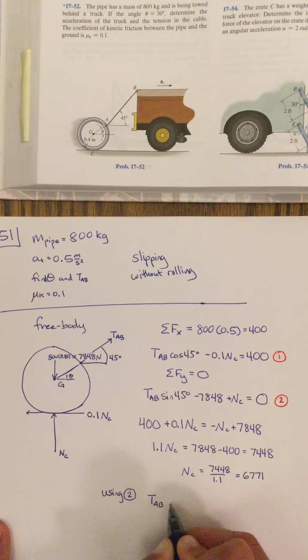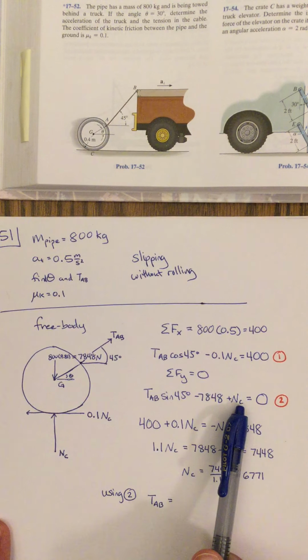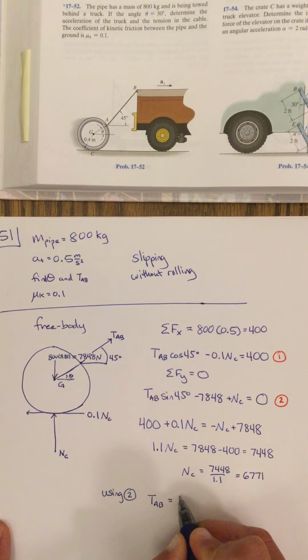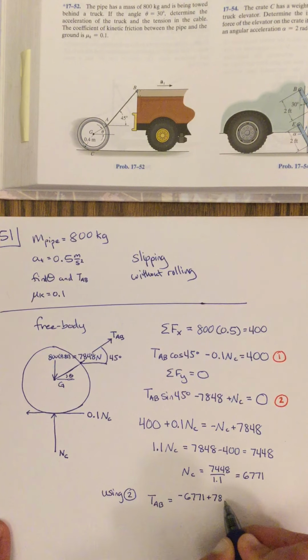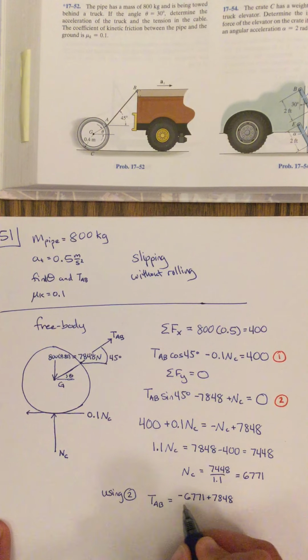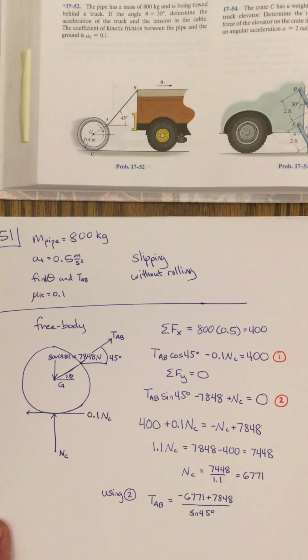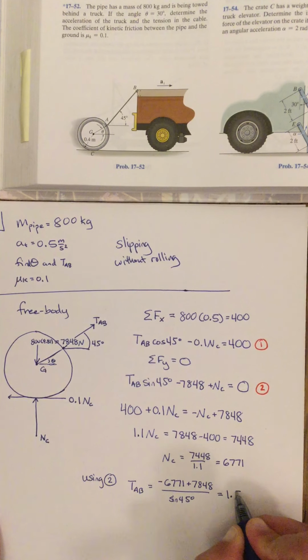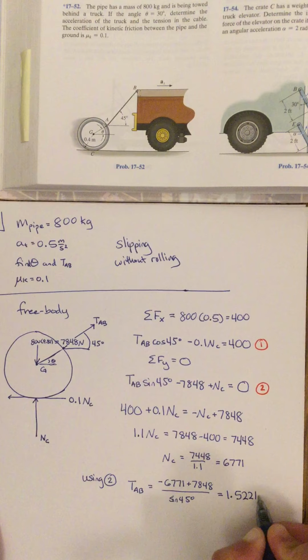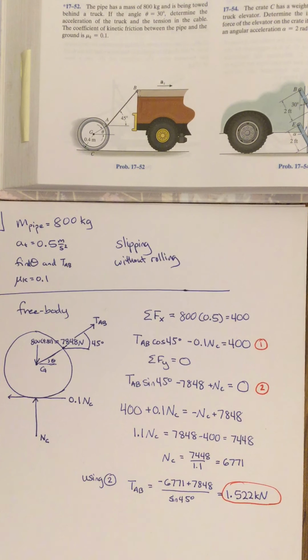And solving that for tension, I bring this and this over to the other side, just like we did here. That's minus 6,771 plus 7,848, and then divide by sine of 45 degrees. And when we solve this, we should get 1.522 kilonewtons for the tension. All of that I did just using Newton's second law.